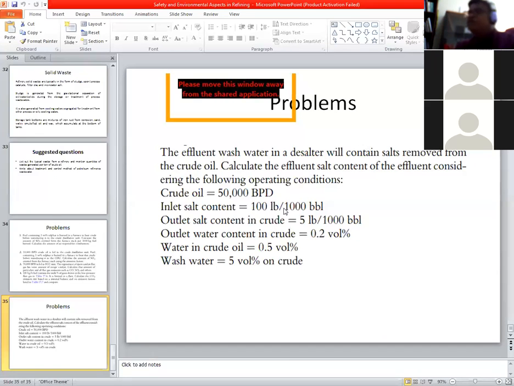So here, the water density, since it is in pounds, we know that the density of water is 62.4 pound per feet cube, that is the density. Then we can calculate the mass flow rate.